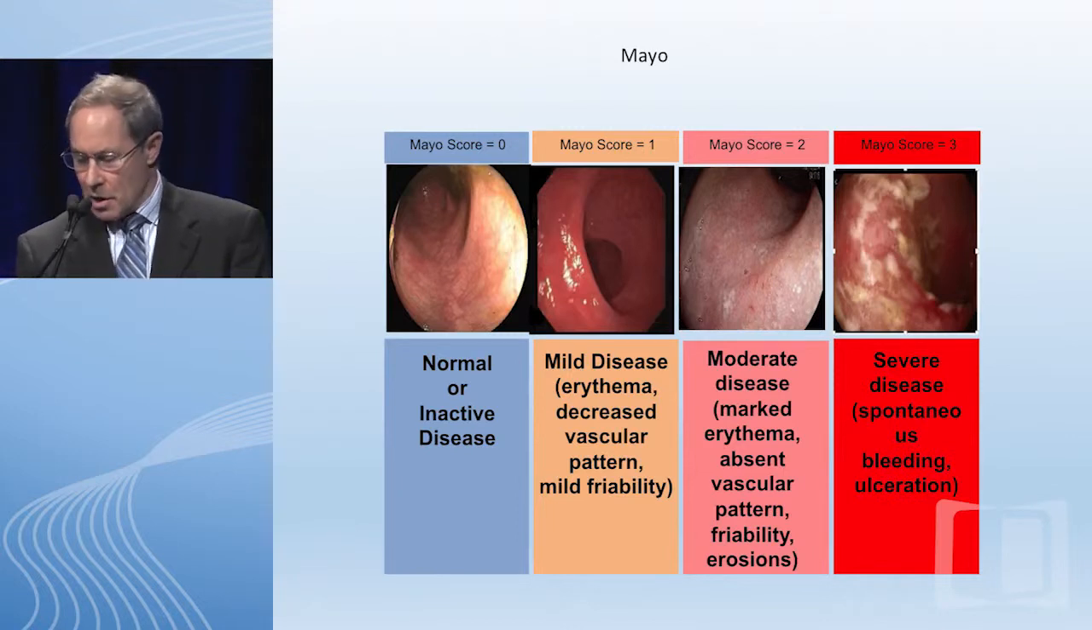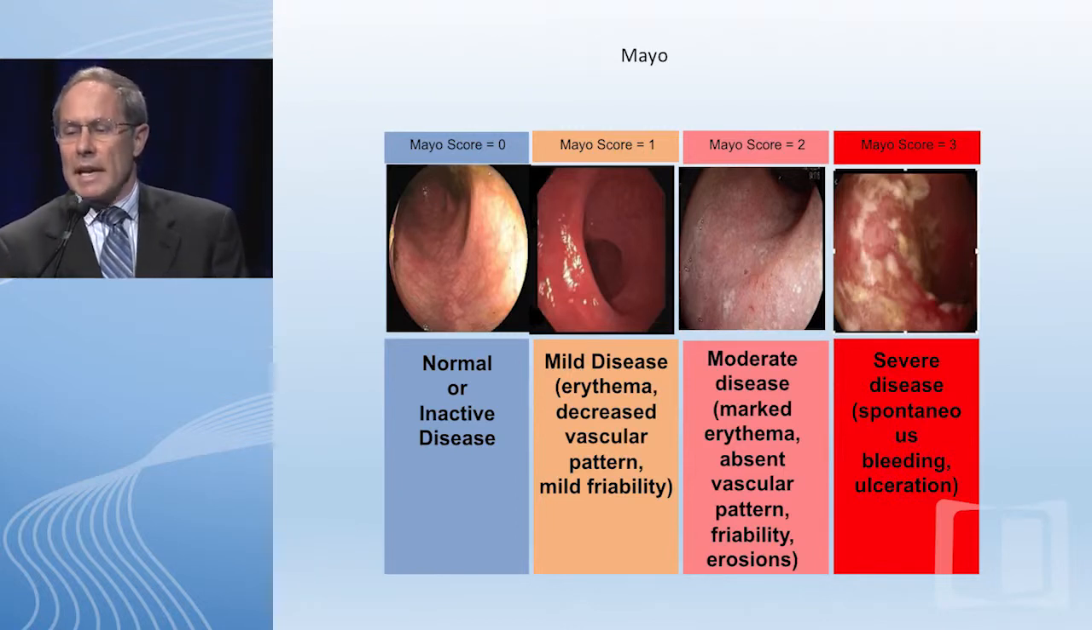On the left, we have normal or inactive disease. Then a Mayo 1 is mild disease, which is characterized by either erythema, decreased vascular pattern, or mild friability. There's moderate disease, where there's marked erythema, absent vascular pattern, friability, and erosions, and that's a Mayo 2. And then over on the right, more severe disease, a Mayo score of 3 with spontaneous bleeding and or ulceration.